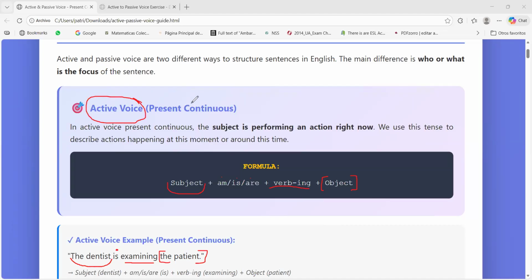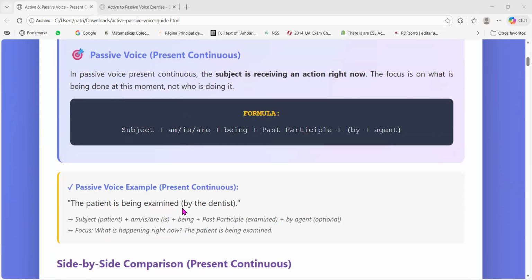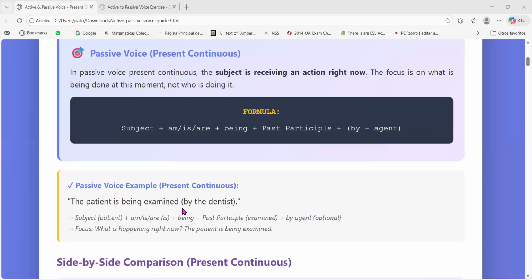Active voice. Subject is performing an action right now. It is in progress. It is happening, at this moment or around this time. Now, passive voice. Sentence in progress.